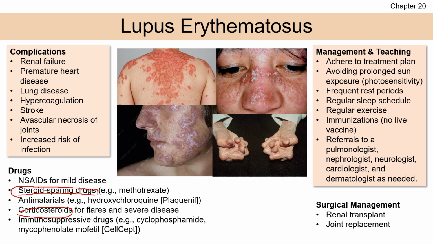Teaching and management, this is lifelong, it's chronic. We want to identify triggers that the patients have, and we want to make sure that they are adhering to the plan of care and medication use. Avoid prolonged sun exposure. This does not mean that they shouldn't go in the sun. It just means they shouldn't be out in the sun for long periods of time. There's a difference. They should have frequent rest periods, make sure they get good sleep, make sure they're immunized.